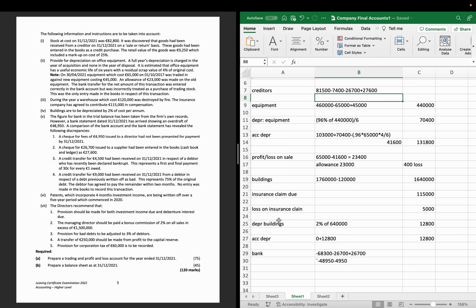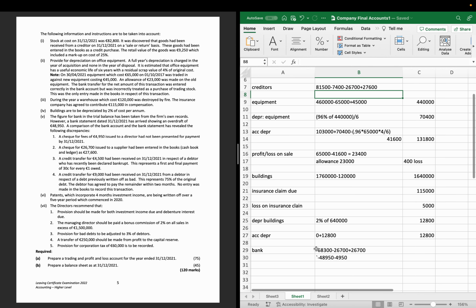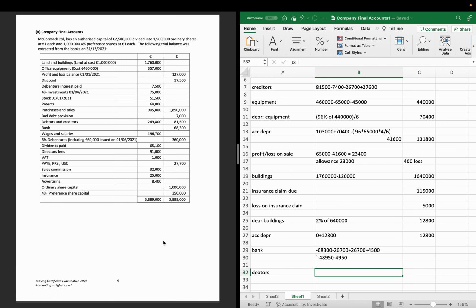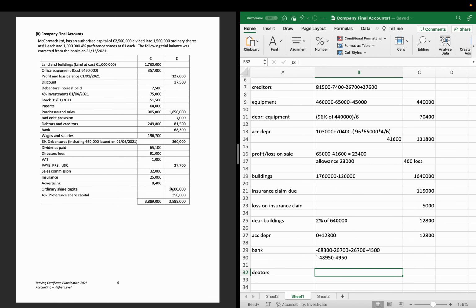Third one, a credit transfer of 4.5 has been received. Credit transfers go directly to the bank, so we didn't know about it. So the 4.5 goes into our bank account. It's already in the second one. It's received in respect of a debtor who has been declared bankrupt. So debtors need to go down. When a debtor is declared bankrupt, he no longer owes us any money. So debtors start off at 249,800.